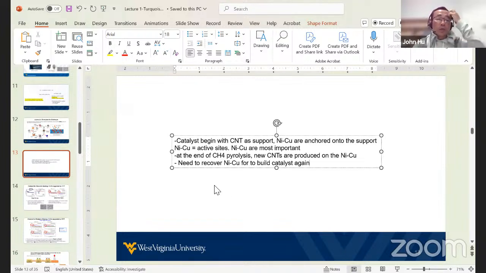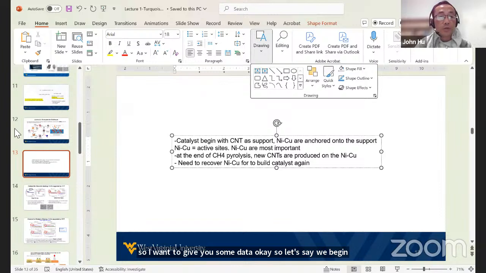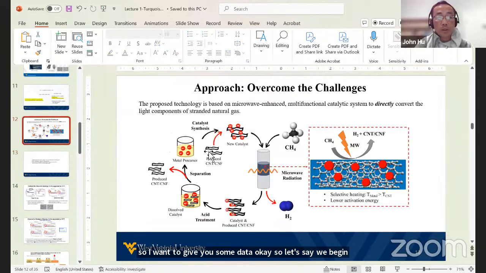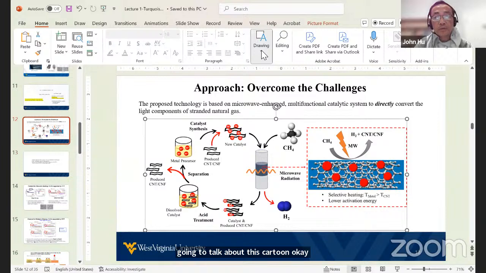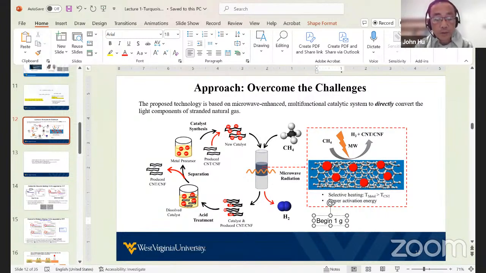Okay, so I want to give you some data. Okay, so let's say we begin. This cartoon is very difficult to understand. So I'm going to talk about this cartoon. Okay, so basically I'm going to say we begin with 1 gram CNT, and then 1 gram nickel and copper. Okay.